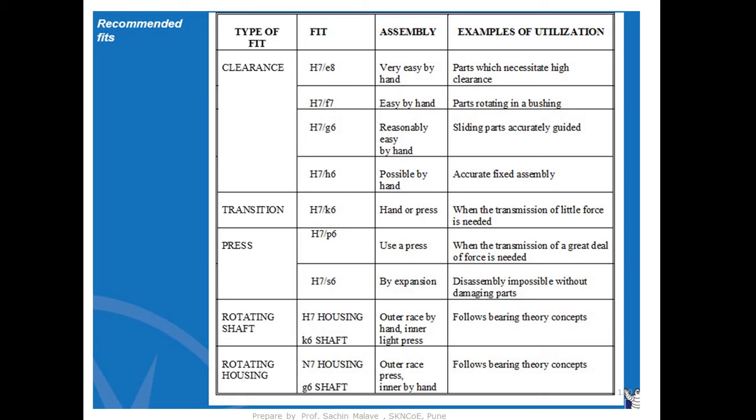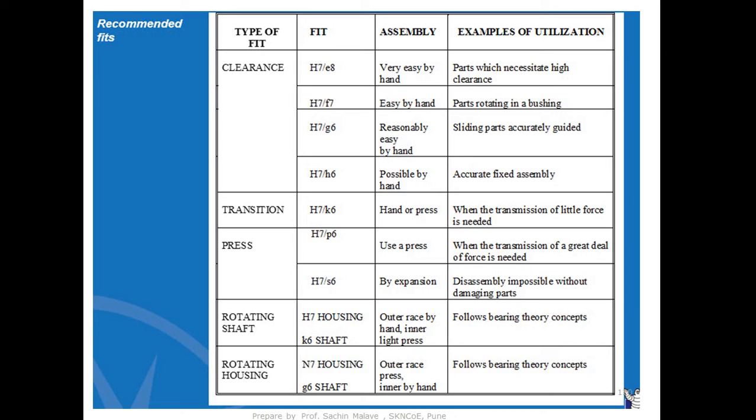So there are some examples, because you may have the question of which kind of fit is used, where it is used, and what kind of clearance is maintained. There is one example: if there is a clearance fit, the assembly is very easy by hand. If you take a capital H type of hole and a small e type of shaft, H7 type of hole and E8 type of shaft, then you are going to get an assembly which can be very easily done by hand.